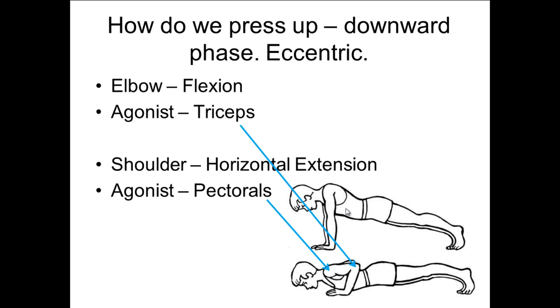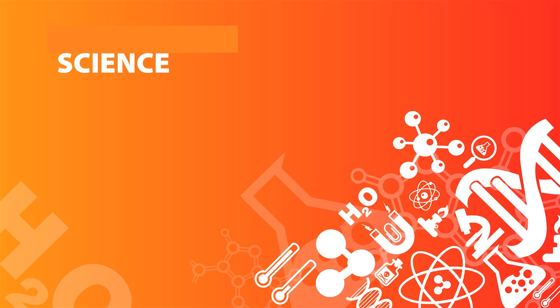The shoulder is undergoing horizontal extension, and if the shoulder is undergoing that type of movement, the extension, you would normally expect the muscles responsible to be the ones found on the back, so that would be the anterior deltoid, and also the latissimus dorsi. But because you're working against gravity, the main agonist is the pectorals, and not the muscles on the back as you would expect.